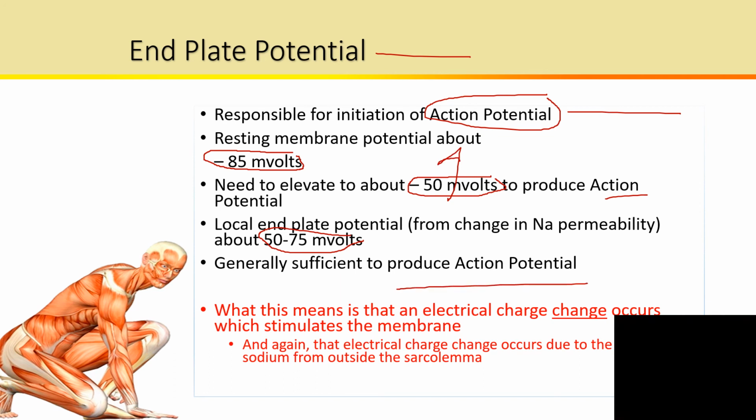What this means is that an electrical charge change occurs which stimulates the membrane again, and that's because of the sodium rushing in that causes the change in the polarity from the outside of the cell to the inside. Again, the electrical charge change occurs due to the inrush of sodium from the outside of the sarcolemma, and we talked about that earlier on in the year.